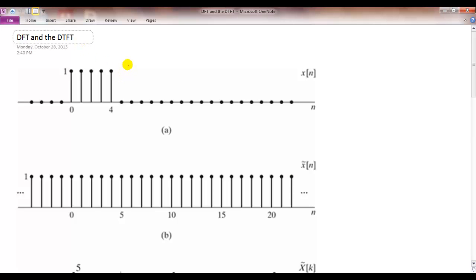So here is a sequence x[n], its length is 5. And we plan on computing its DFT, a 5-point DFT. So our N equals 5, and that means that that sequence gives rise to a periodic sequence x tilde of n, which looks like 1 all the way.